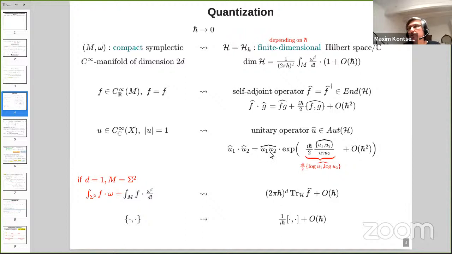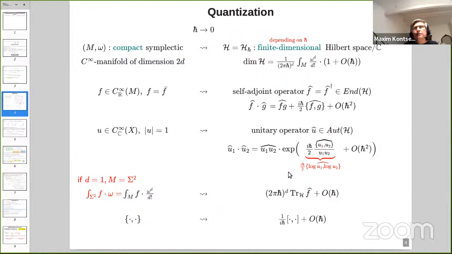And here I wrote a funny expression. I take the Poisson bracket of u1, u2 divided by u1 u2, which is locally the Poisson bracket of logarithms. Globally, logarithms are not well defined, but the Poisson bracket is well defined, because logarithms are defined up to a constant. So you take this, quantize it, multiply by h bar squared, and add some higher order terms. That will be the correction to the product.